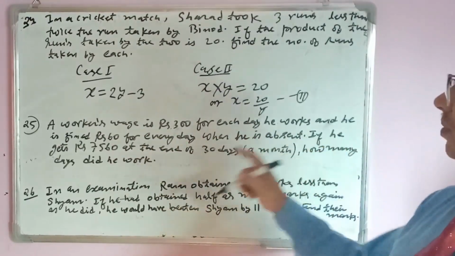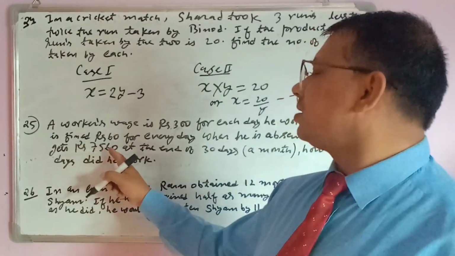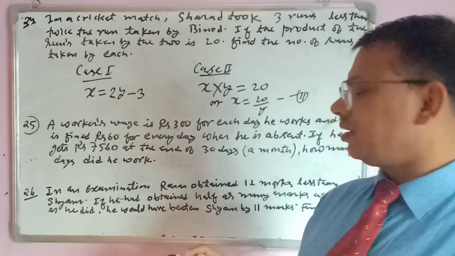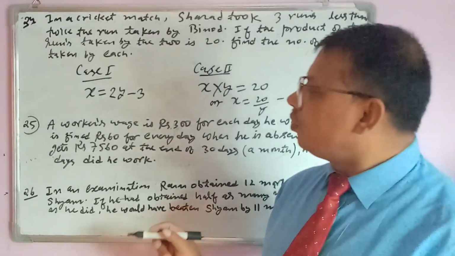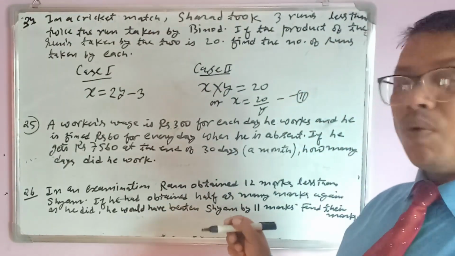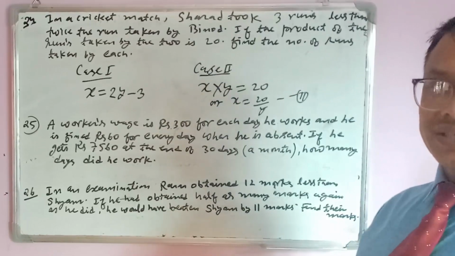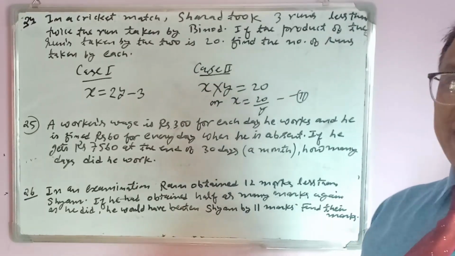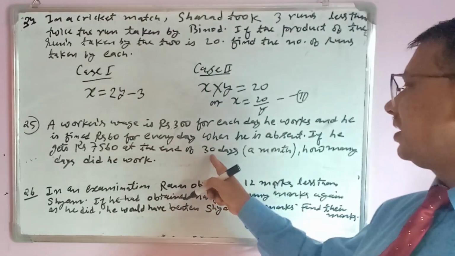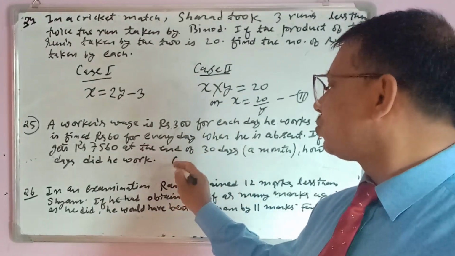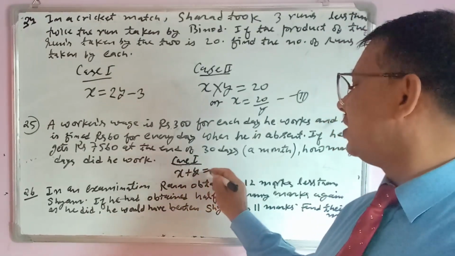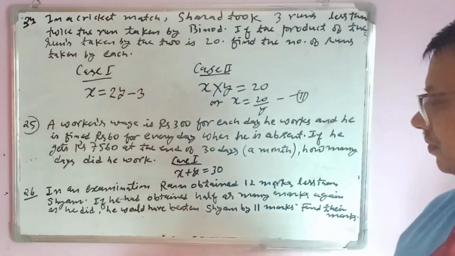Now, if he gets rupees 7,560 at the end of the month, how many days does he work? Let the worker work for x days and be absent for y days in a month. Case 1: in one month there are 30 days. X days working, y days absent, so x plus y equals 30.